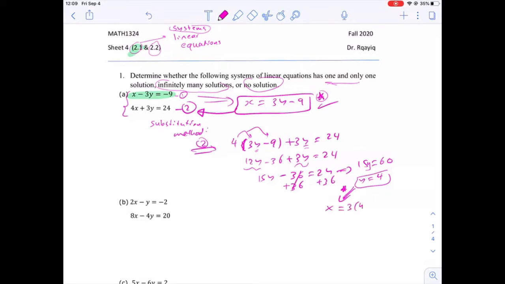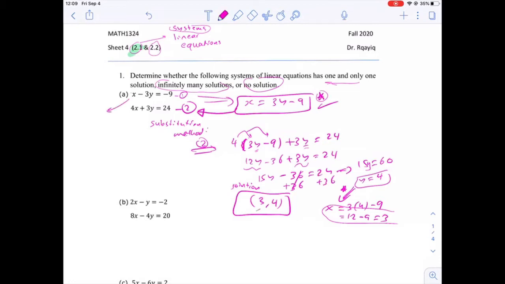Now after finding y, we just plug into the star equation to find x. x is 3 times y minus 9, 3 times 4 minus 9, and that's 12 minus 9, which is equal to 3. So the solution is x equals 3 and y equals 4. This is the solution. Now if we want to check our answer, we just plug into those equations that form the system, and we see if they are satisfied, if this point satisfies the system.